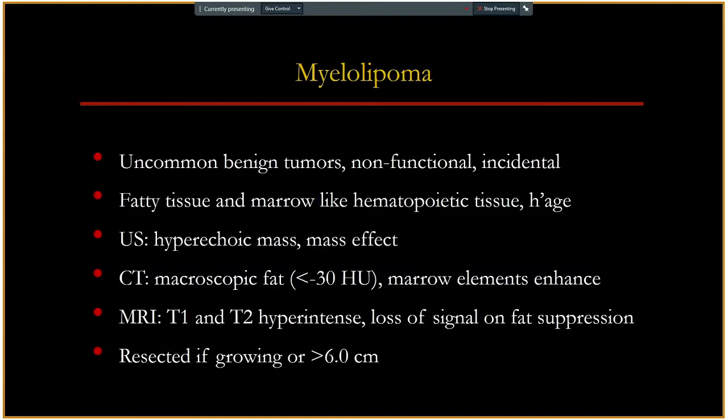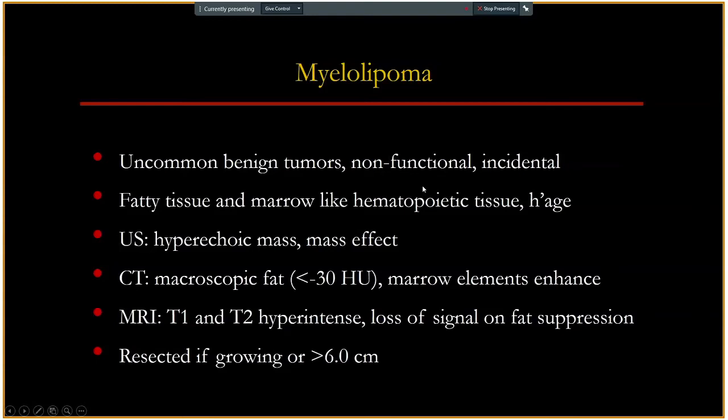Myelolipoma is an uncommon benign tumor that arises from the adrenal. It's non-functional, and it could be incidental. It consists of fatty tissue and marrow-like or bone marrow-like hematopoietic tissue, and it can undergo hemorrhage. So on ultrasound, because it contains fat, it appears hyperechoic. And since it's non-functional, it can enlarge in size and have mass effect on the surrounding organs.